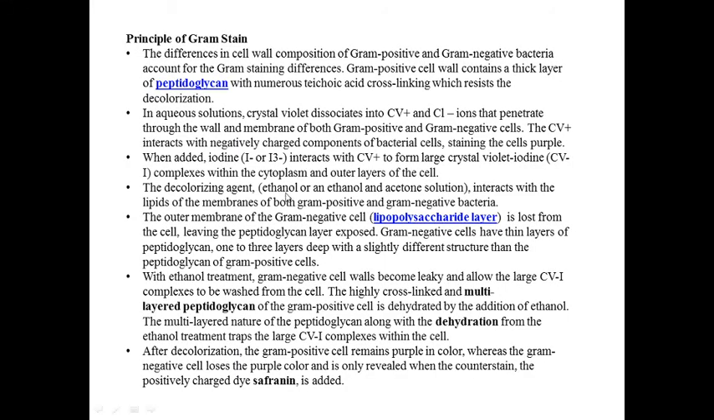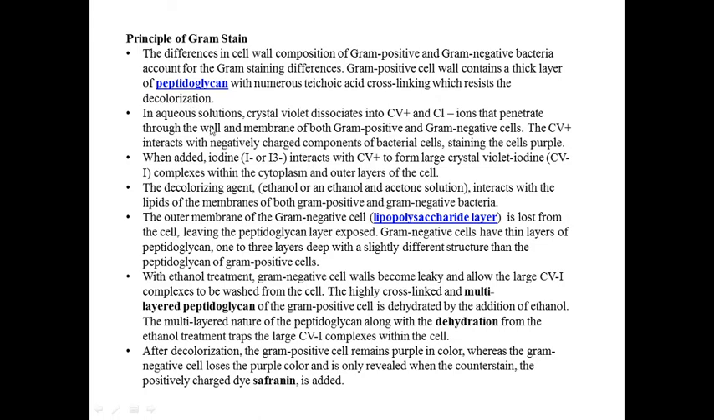So now what happens when we apply the stains? Okay, see, that is the principle of the gram staining. The differences in cell wall composition of gram positive and gram negative bacteria account for the gram staining difference. As we know, gram positive cell wall is thick, having a thick peptidoglycan layer, and it is highly cross-linked, so it resists the decolorization.